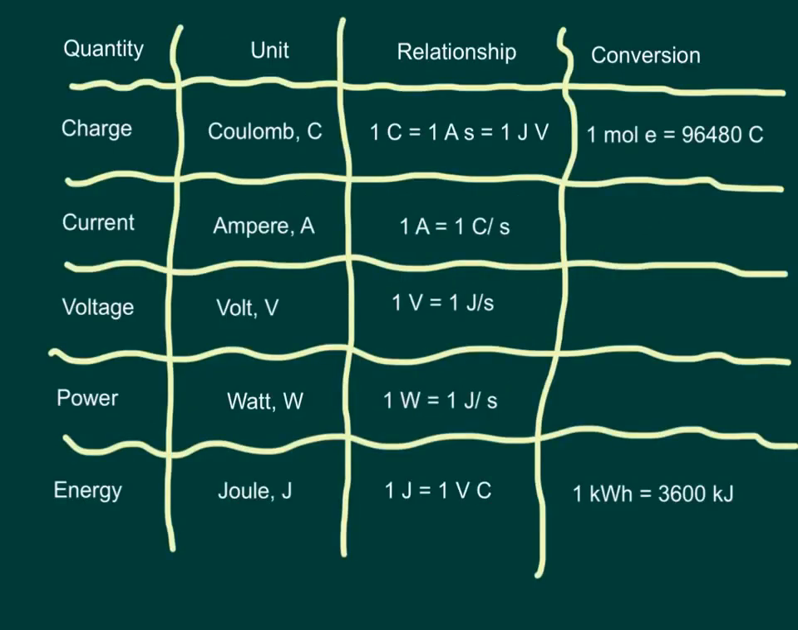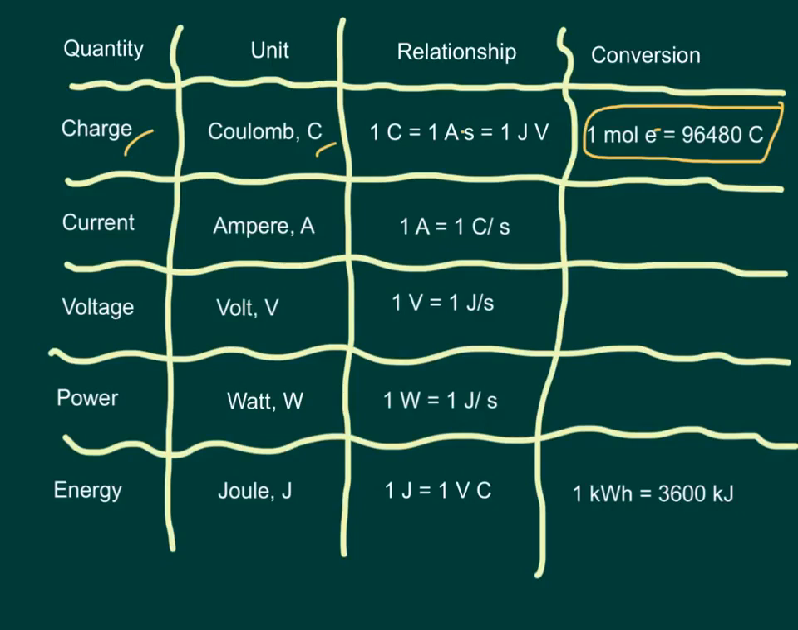I'm not going to make you memorize a kilowatt hour. So this table is an attempt to summarize everything for you. We have different quantities that we need to talk about. There's charge, which is measured in coulombs. A coulomb is an amp times a second, or a joule times a volt. Probably not going to need to worry about that too much. And this is really important here: 1 mole of electrons is 96,480 coulombs worth of charge. Now you don't have to memorize that because that's just Faraday's constant and that'll be given to you.